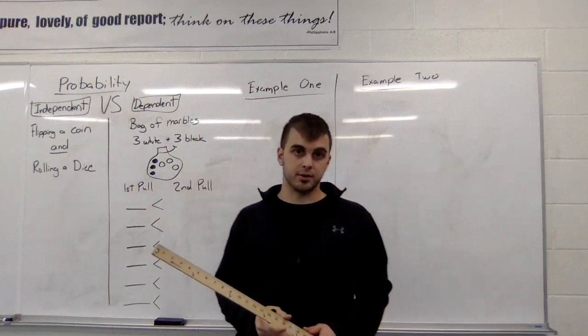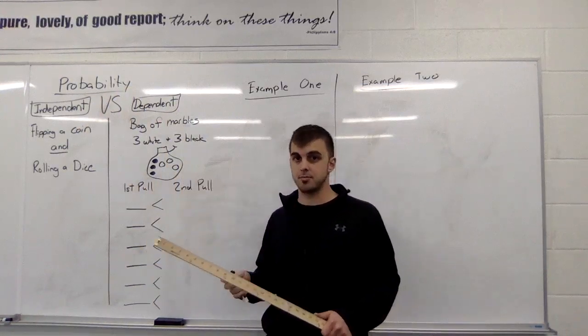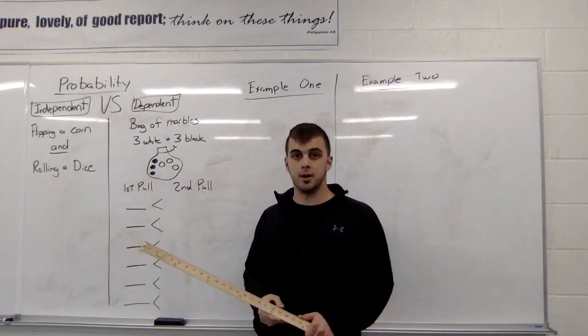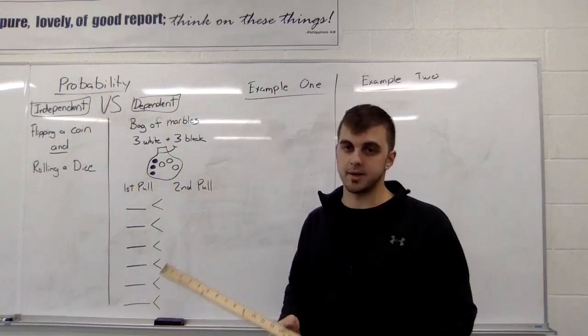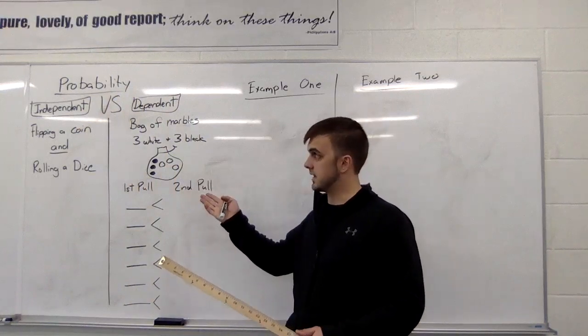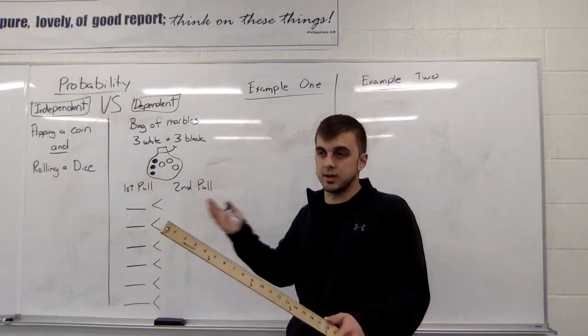So, for example, I'm going to give you an independent probability problem here, and independent means that it's by itself. You are still dependent on your parents. These things are independent. They don't rely on anything.